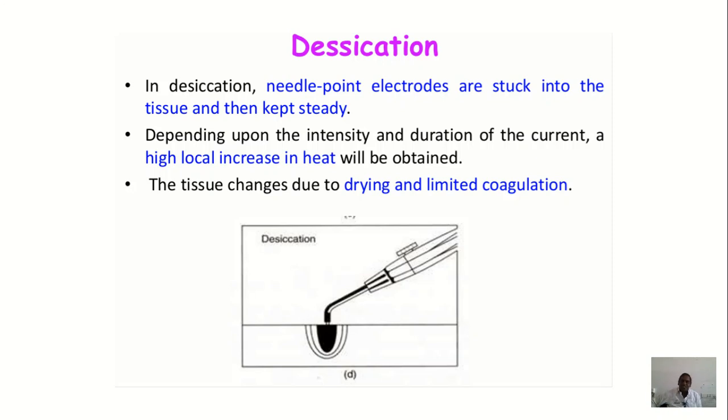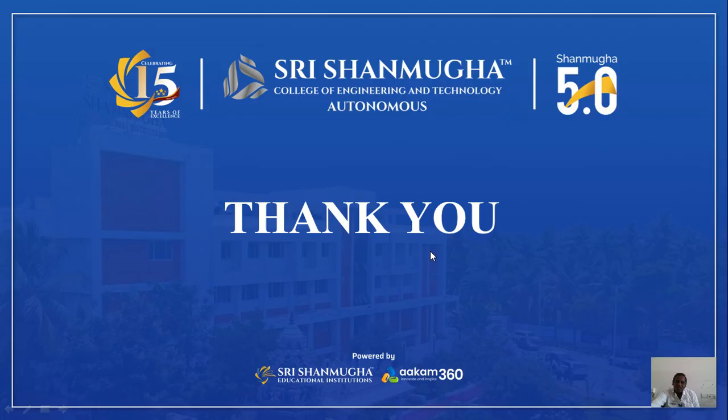Depending upon the intensity and the duration of the current, a high local increase in heat will be obtained. The tissue changes to drying and limited coagulation. This is called desiccation. In this diagram you can see desiccation. This is the other technique. That's all we can see about the principles of surgical diathermy, or you can say the introduction to surgical diathermy. Up to this we can stop.